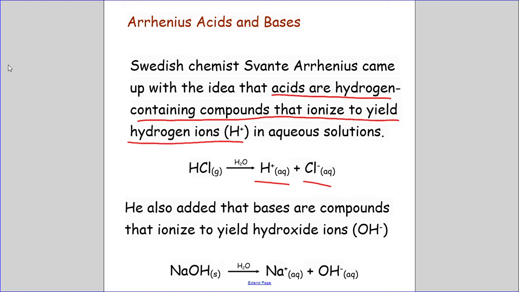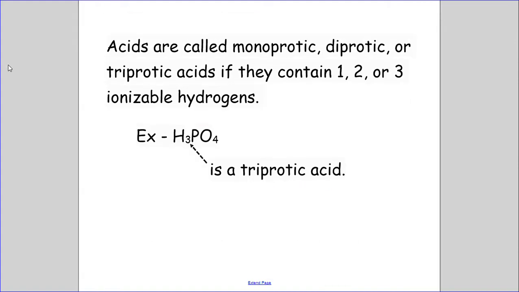He also added that bases are compounds that ionize to give us hydroxide ions. So in general, acids dissociate or ionize to give H+, and bases dissociate or ionize to give us hydroxide, or OH-. Acids are called monoprotic, diprotic, or triprotic if they contain 1, 2, or 3 ionizable hydrogens. So all you're doing is looking to see how many hydrogens are present, and in this case, H3PO4 is a triprotic acid.